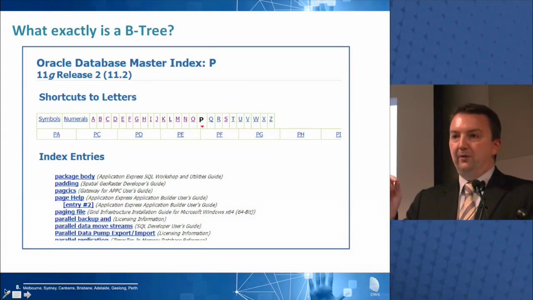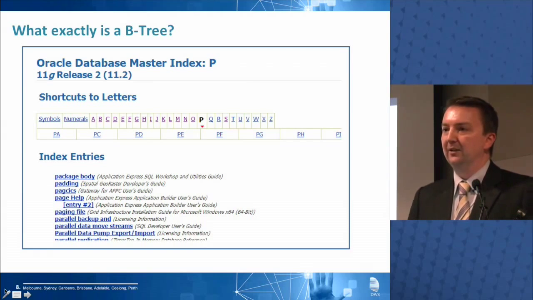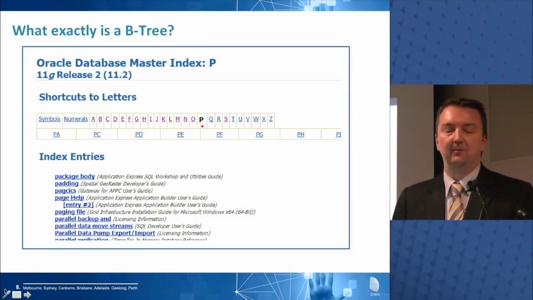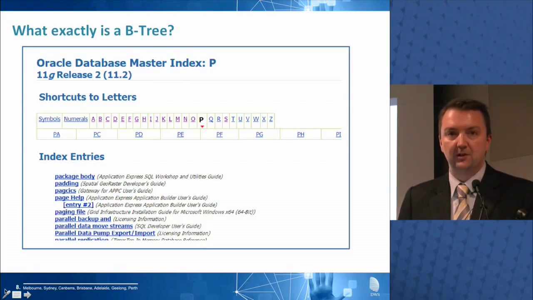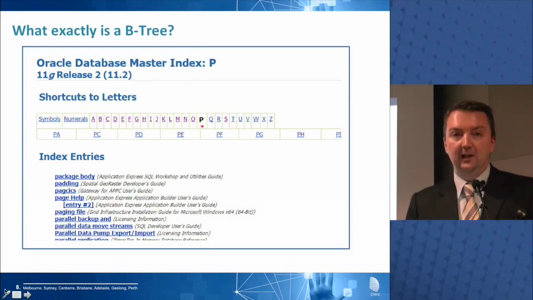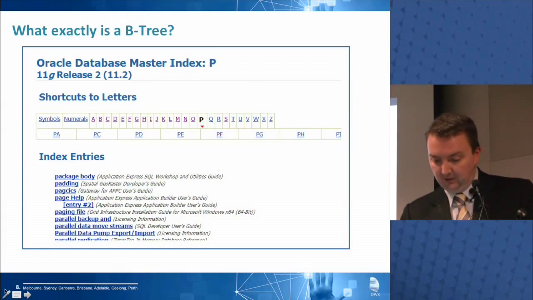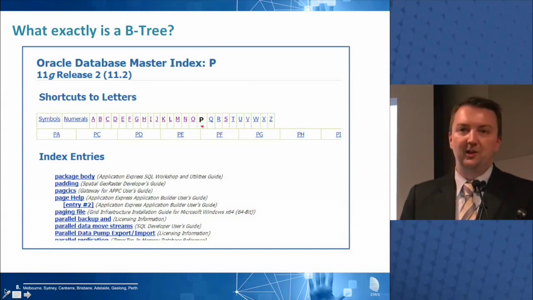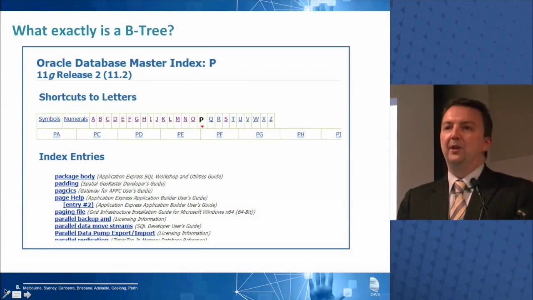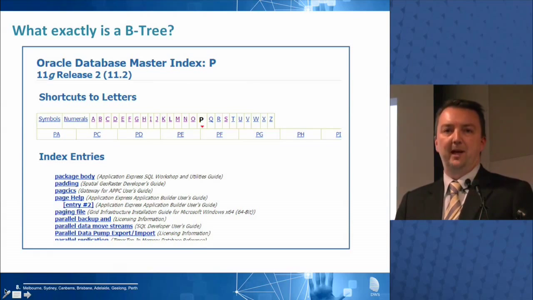Okay, so you can see we've worked our way down a hierarchy to find the entries that we're interested in. Okay, we're still in the index, right? Because if we have a look at that top one, package body, if we click on that, that'll actually go through to a manual. In fact, the Application Express SQL Workshop and Utilities Guide. Okay, and we can think of the manual that we go to.